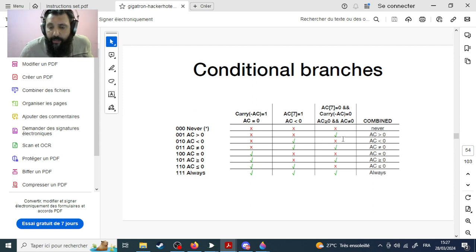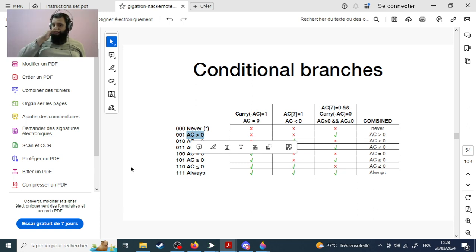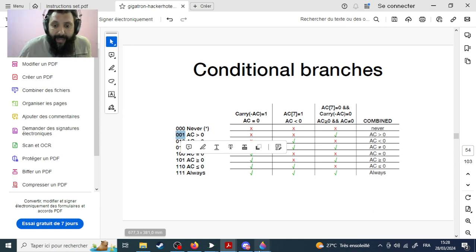Okay. In this part, we have 3 bits, and each 3-bit value has a different interpretation, and the meaning is different. This interpretation is a condition. We have eight different conditions. We have 0, 0, 0, never. Never, it's not a condition, we will not consider this. The first one is, if the condition AC, the accumulator, is greater than 0. This condition is represented in binary by 001.